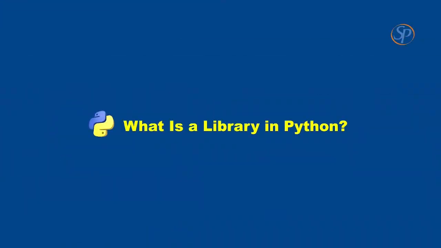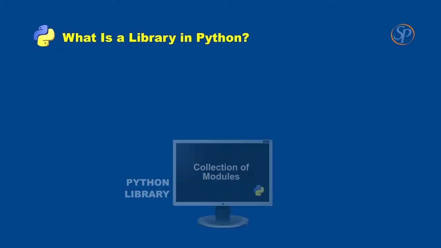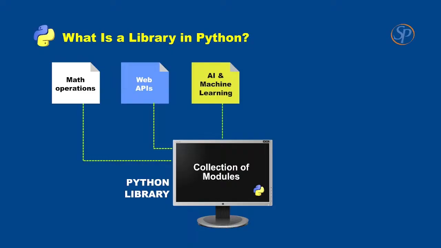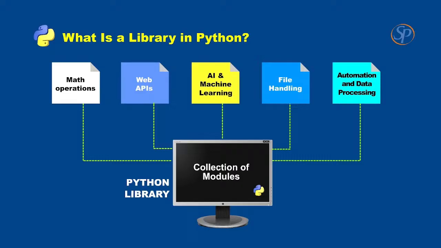What is a library in Python? A Python library is simply a collection of modules, and each module contains some reusable code. Libraries are designed for specific purposes: math operations, web APIs, artificial intelligence and machine learning, file handling, automation, data processing, and much more.